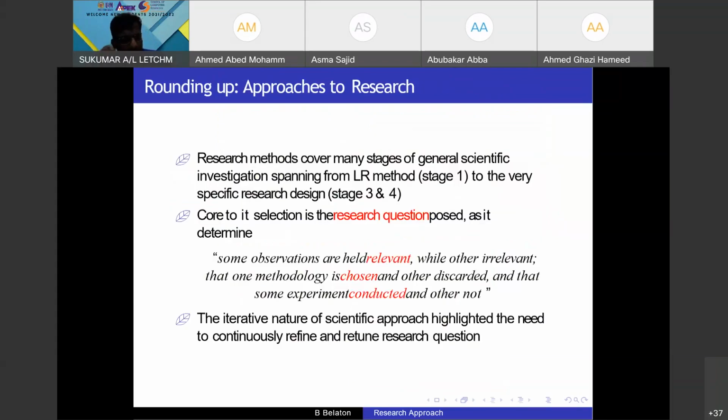Research method covers many stages of general scientific investigation, spanning from the literature review method, stage 1, to the very specific research design, which is stage 3 to stage 4. Core to its selection is the research question posed, as it determines which observations are held relevant, while others are irrelevant. Once one method is chosen, the others are discarded. So it's always you test and run and try and test again, and then you come to the conclusion.